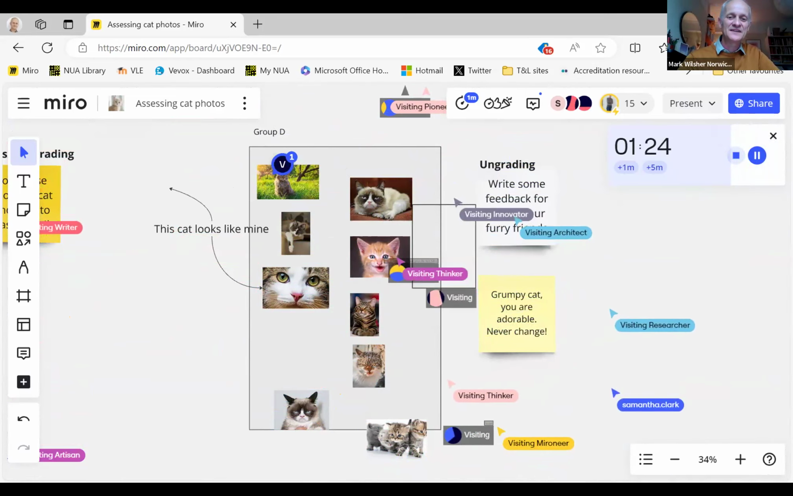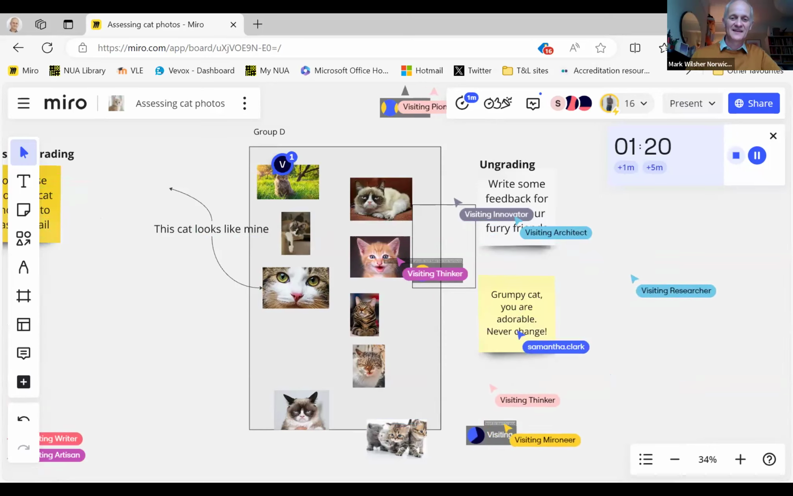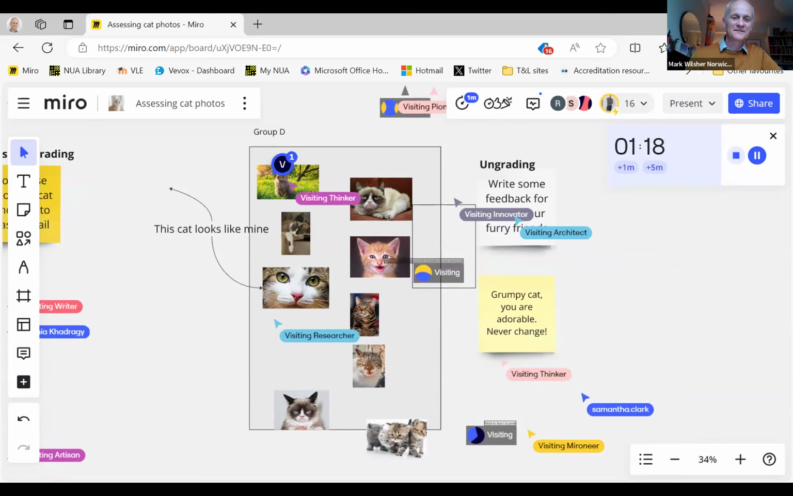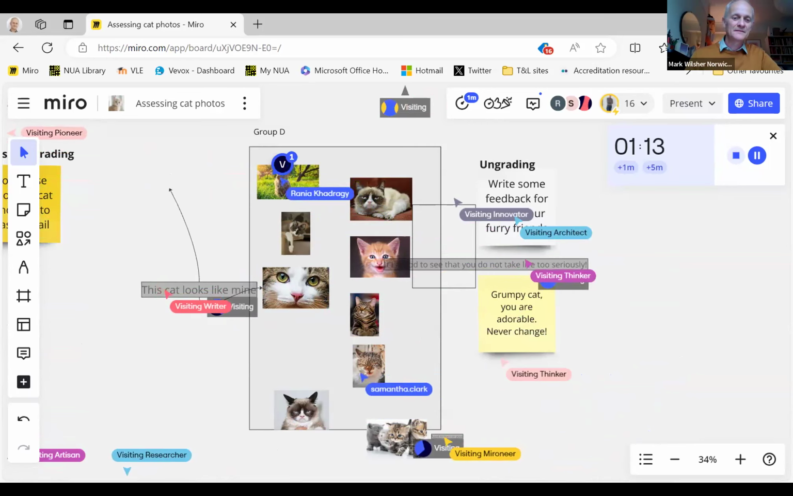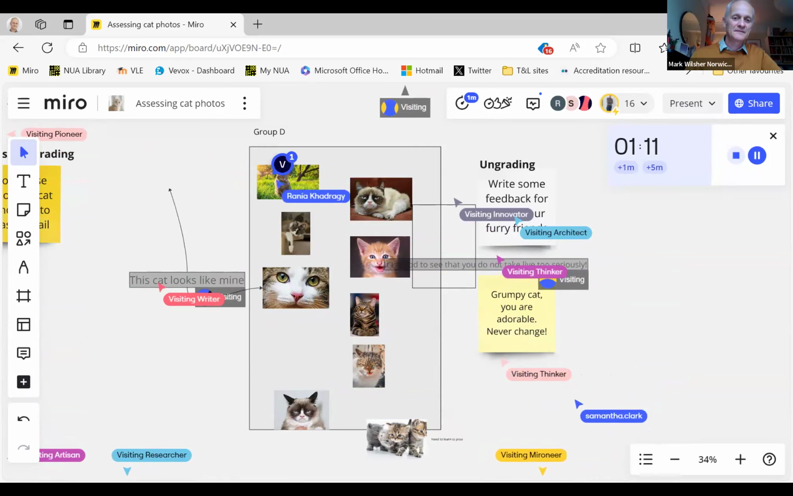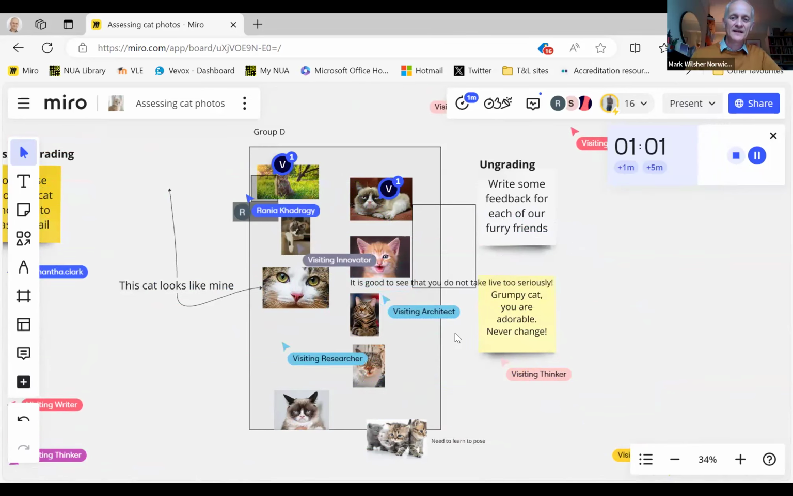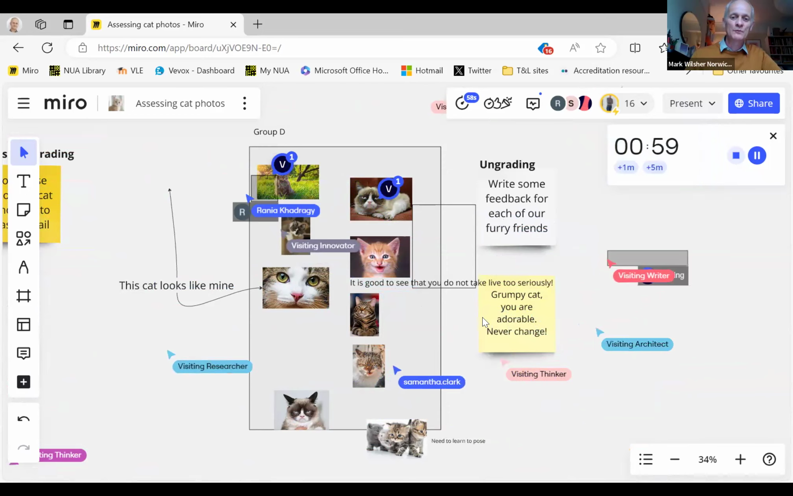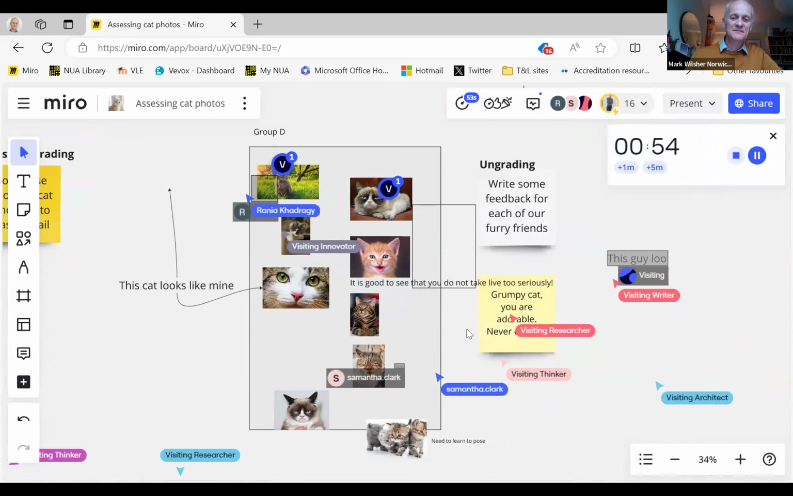I'm sure there are plenty of people interested in ungrading here with us today. Here's a chance to put it into practice. Excellent, you're all doing really well. Grumpy cat, you are adorable, never change. It's good to see that you do not take life too seriously. This cat looks like mine. These ones need to learn to pose. Yeah, that's true.